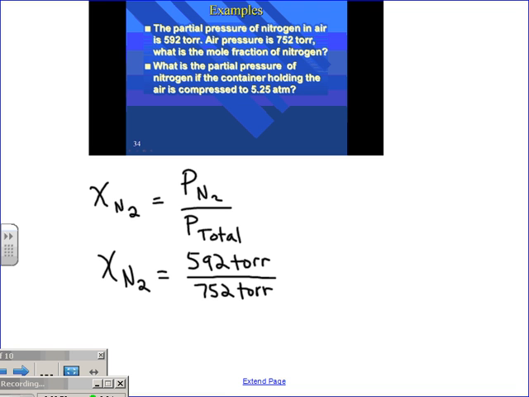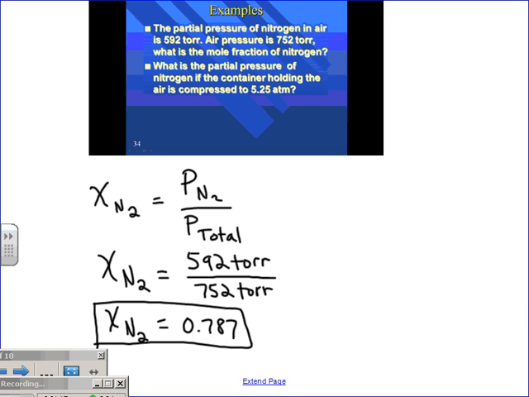So our mole fraction of N2 equals 0.787. Now, remember, mole fractions don't have units. Torr canceled out here. They don't have units because it is a part of a whole. It's a fraction of one. And you could move the decimal over two places and see that nitrogen is 78.7% of the air. And so mole fractions have no units.